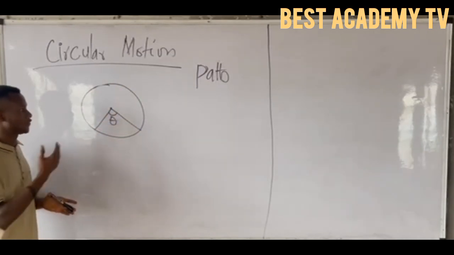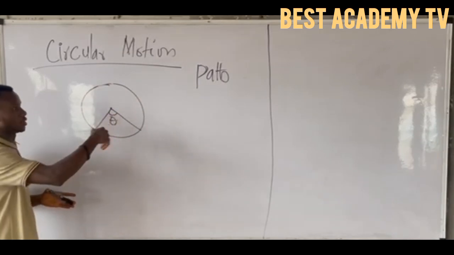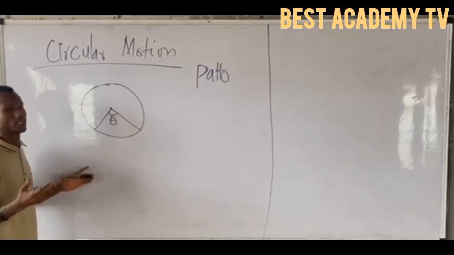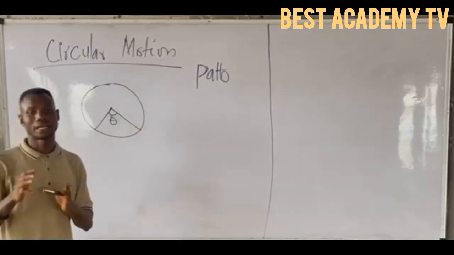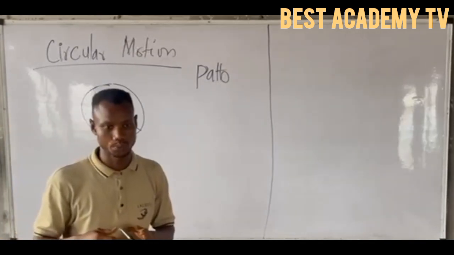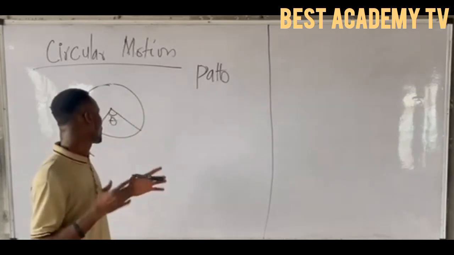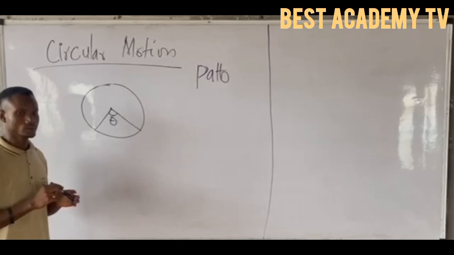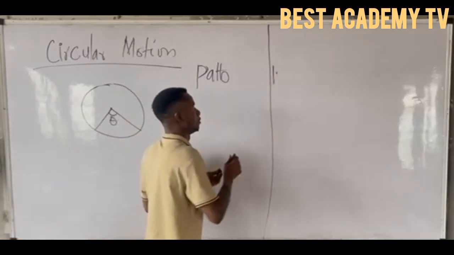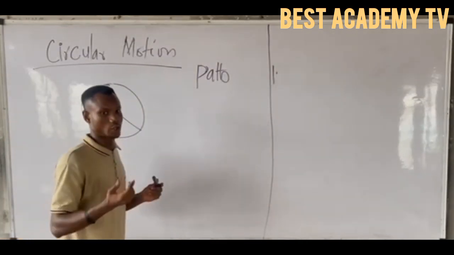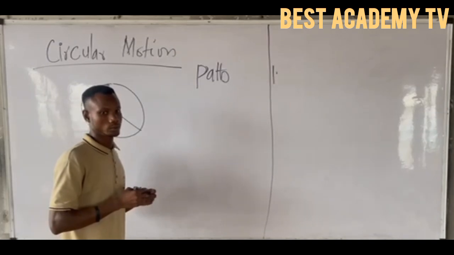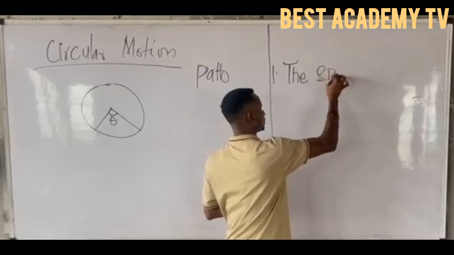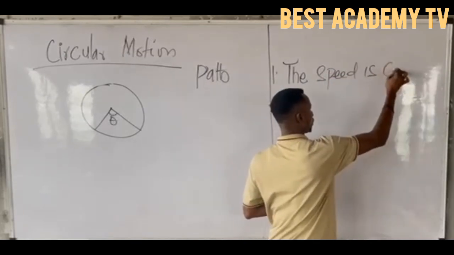So if this object is going in a circular form here, what are the attributes, what are the characteristics of this object here? Please take down the basic characteristics of circular motion. Number one, the speed is constant.